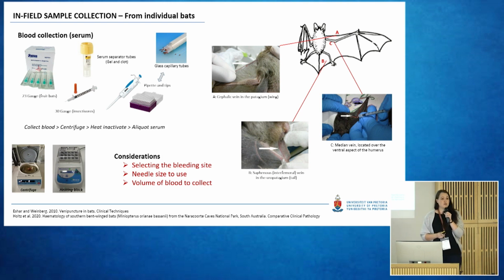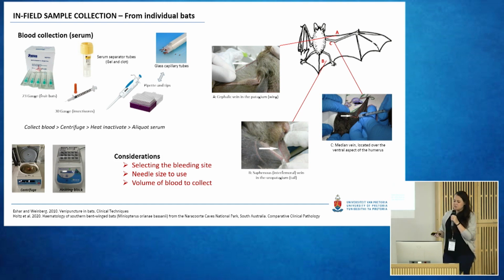We don't use glass capillary tubes personally in the field because it is glass. You have the chance that it might break and it could result in injury. So we also prefer to use pipettes because it is quicker to get the required volume of blood that you have to collect, and then cover the wound to stop excessive bleeding much faster.